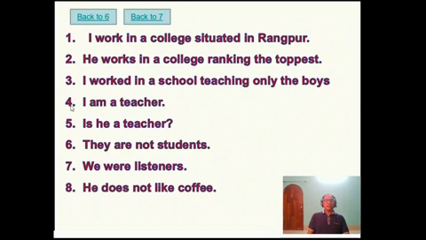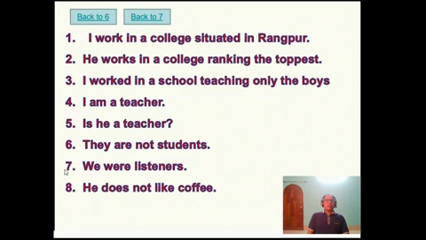In the fourth sentence, subject is I and finite verb is am. If we change the subject from I to he, the finite verb changes from am to is. And if we change the subject into they, then the finite verb changes into are. That is, with the change of subject, finite verb changes.